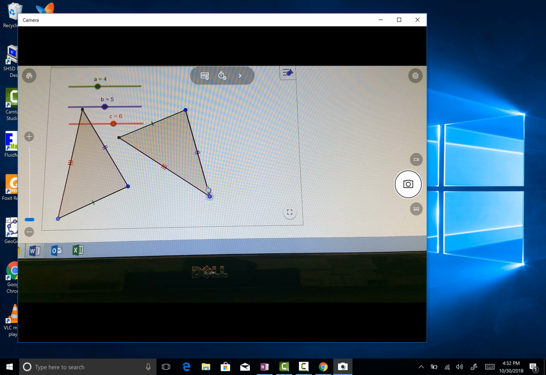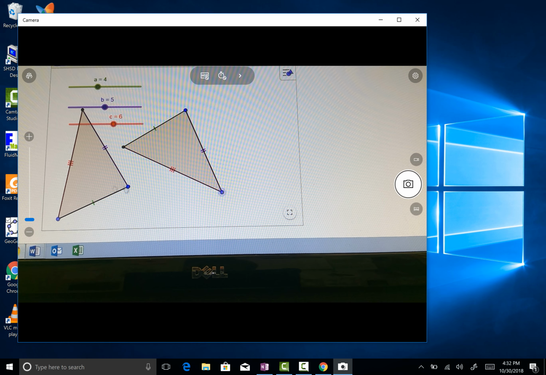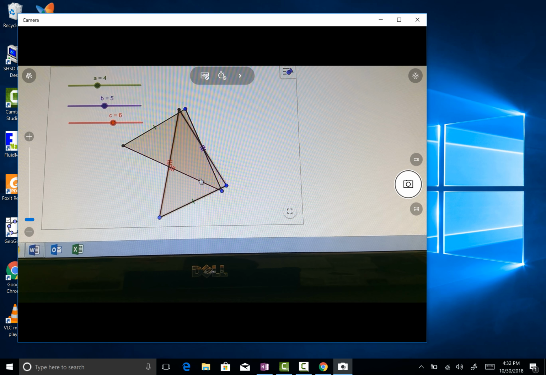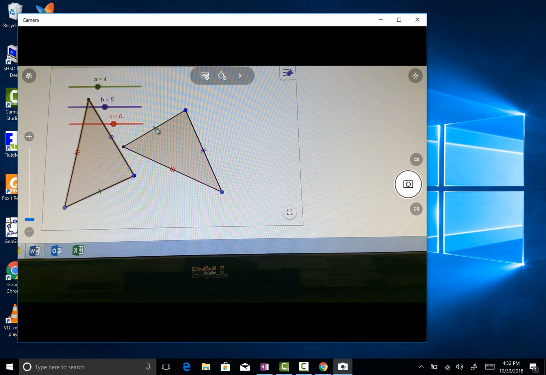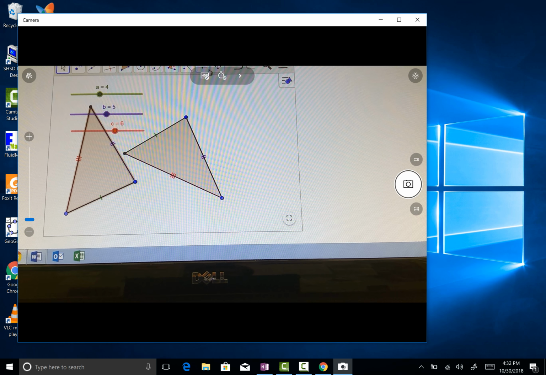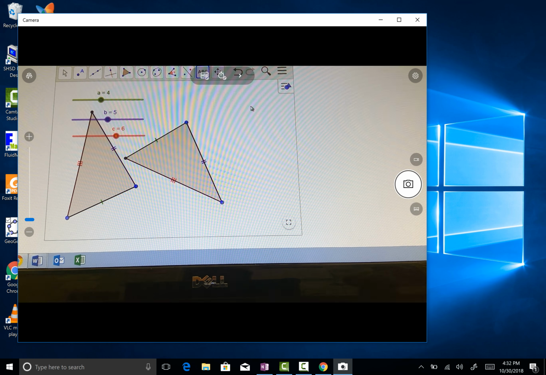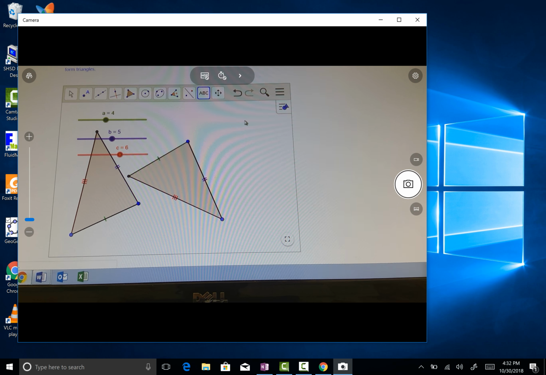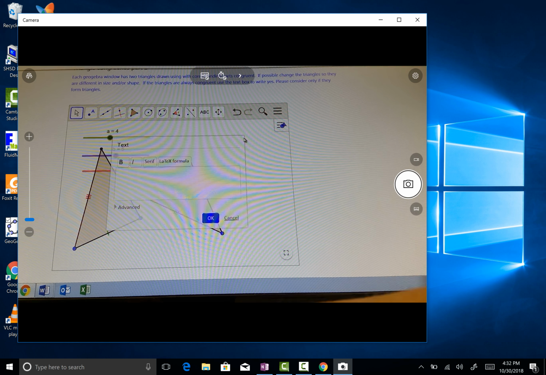So we just take a little reflection there. Okay, so these two triangles are going to be congruent. So on our text box here, we should have said yes.